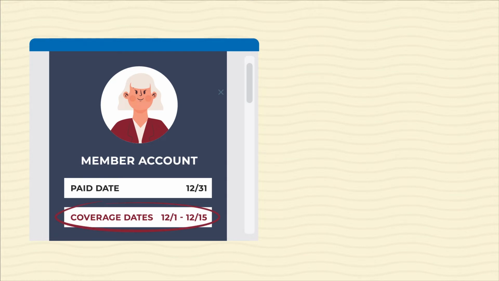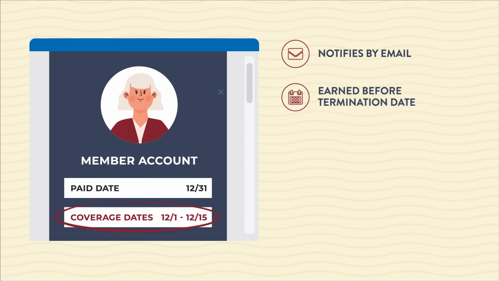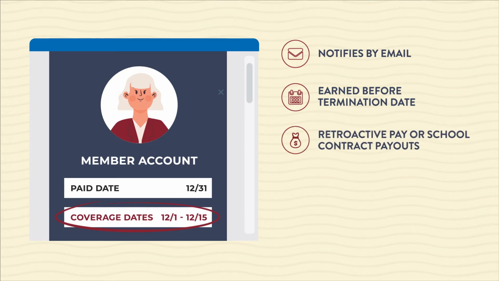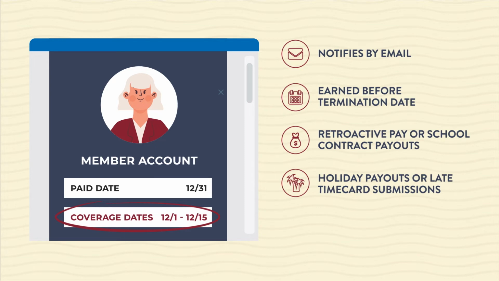If additional contributions are received, PARA's system flags that transaction for review. This type of flag deduction has not yet been developed into an ERIS report. PARA typically notifies the payroll contact via email. These contributions are usually found to be salary that was earned before the member's termination date, but reported in a later pay period. The salary may represent retroactive pay, school contract payouts, holiday payouts, or late time card submissions.